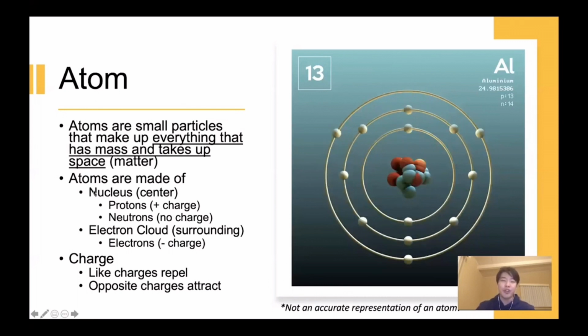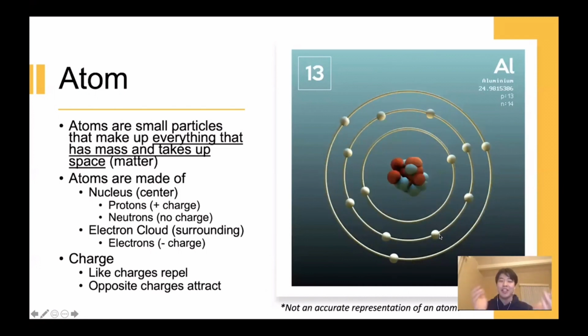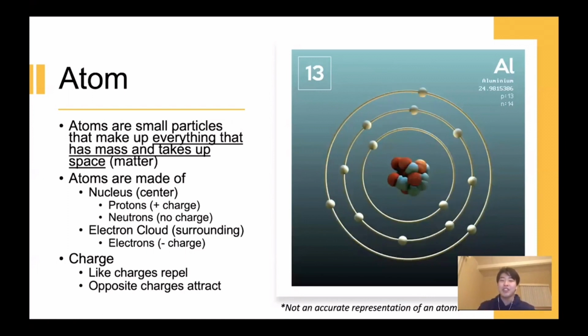Now, atoms are made of subparticles. Two regions are there, as you can see in the picture. The center is called the nucleus, and the outer region surrounding the center is called the electron cloud. Within the nucleus, there are two particles. One is the proton, and you may have neutrons too. And within the electron cloud, of course, we're going to see electrons.